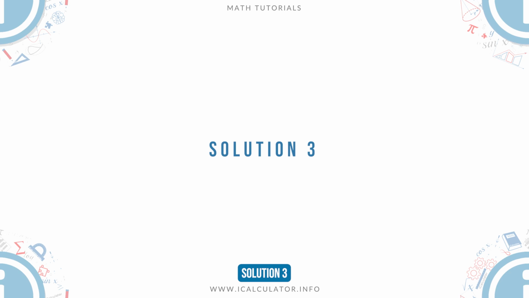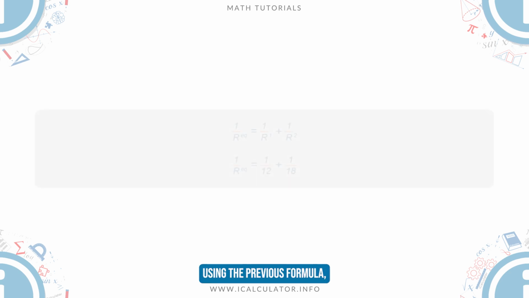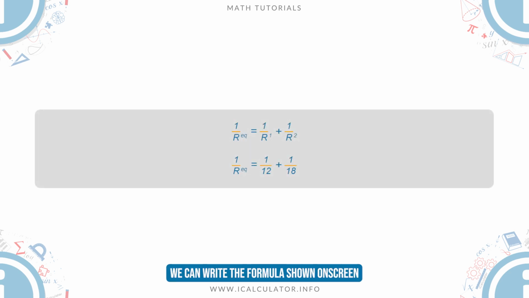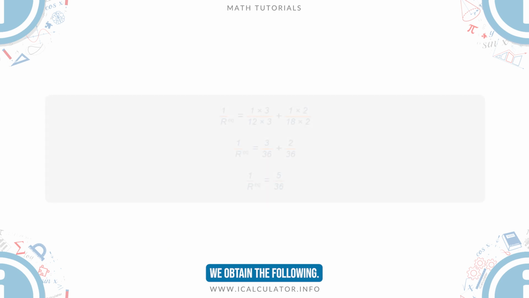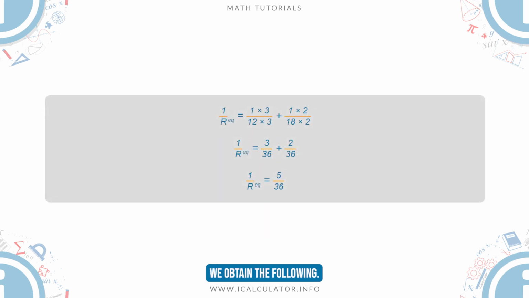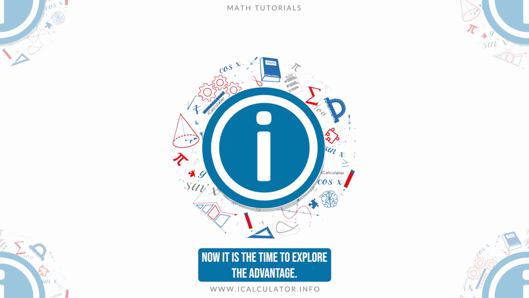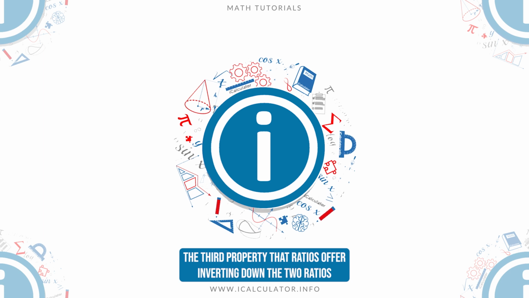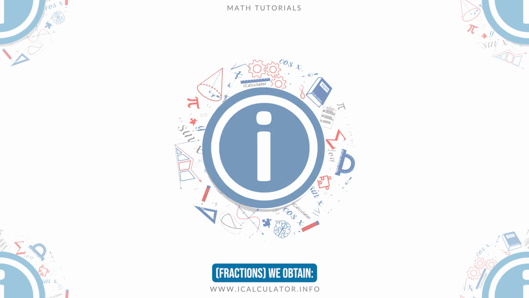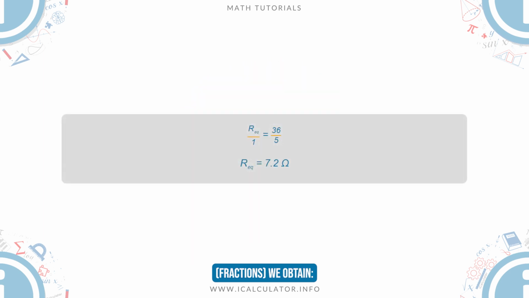Solution 3. Using the previous formula, we can write the formula shown on screen. Using the method of adding two fractions with different denominators, we obtain the following. Now, it is the time to explore the advantage the third property that ratios offer. Inverting the two ratios, fractions, we obtain.